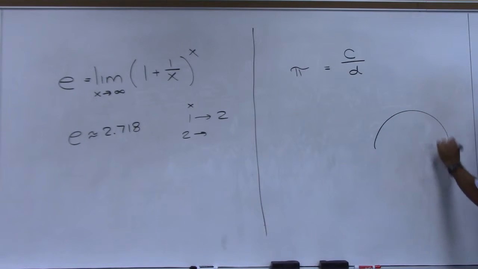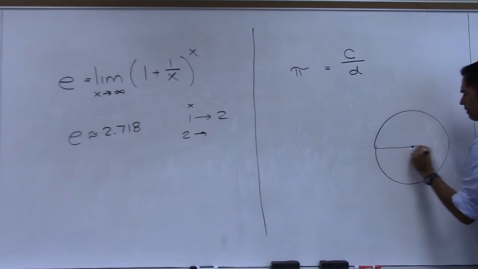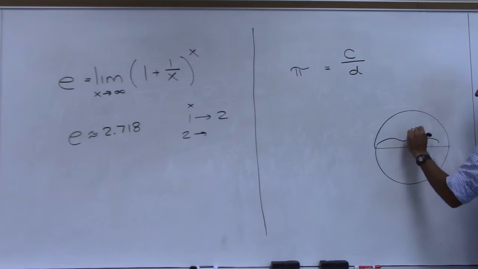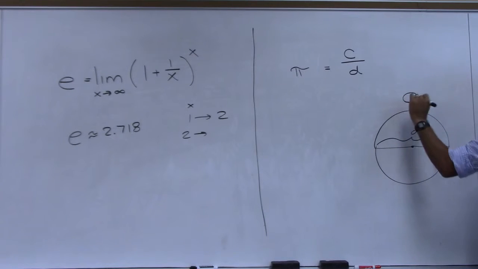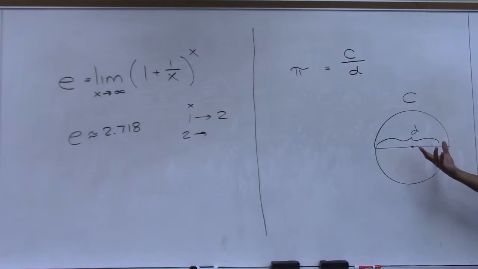You draw any circle on a two-dimensional flat sheet of paper. If you give me the diameter, the distance all the way across, and if I know the circumference, the distance around, if I take that number, the distance around, divide it by this number, d, I will get pi, always, on any circle. So that's the definition of pi.